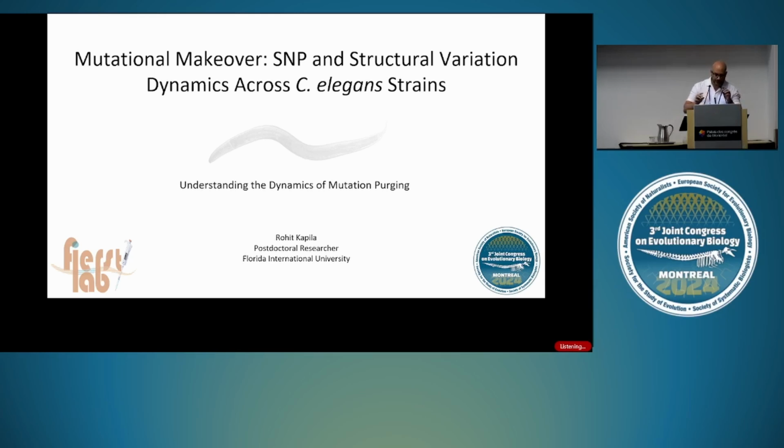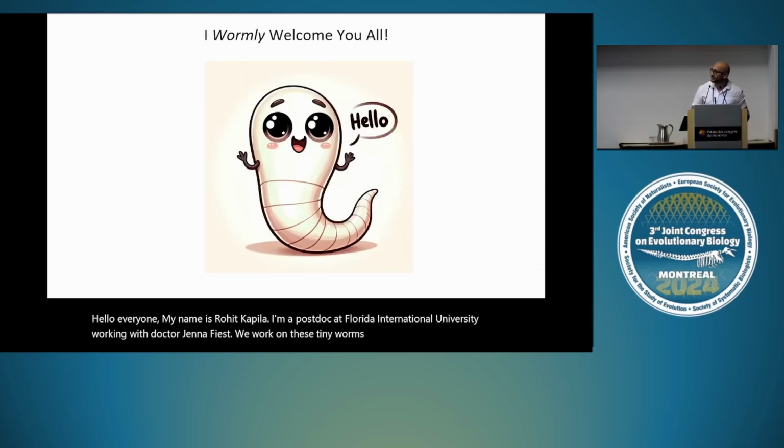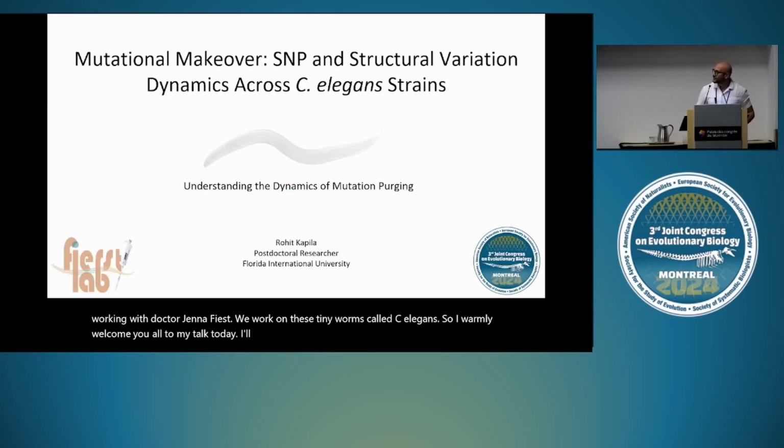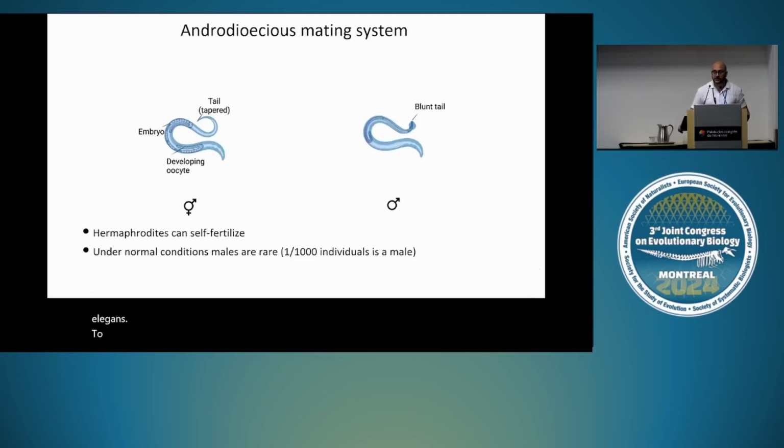Hello everyone, my name is Rohit Kapila. I'm a postdoc at Florida International University working with Dr. Jenna Pierce. We work on these tiny worms called C. elegans. So I warmly welcome you all to my talk today. I'll be talking about mutational makeover and how SNPs and structural variation dynamics change across 3 different strains of C. elegans.